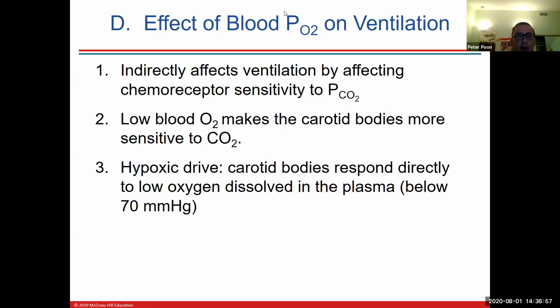So the effect of blood O2: the low O2 levels make the carotid bodies more sensitive to CO2, and the carotid bodies also respond directly to very low oxygen levels.